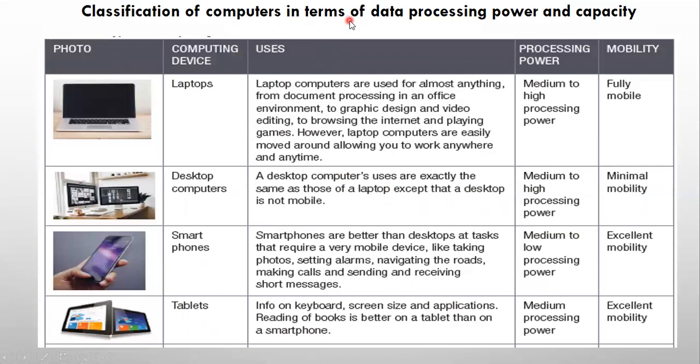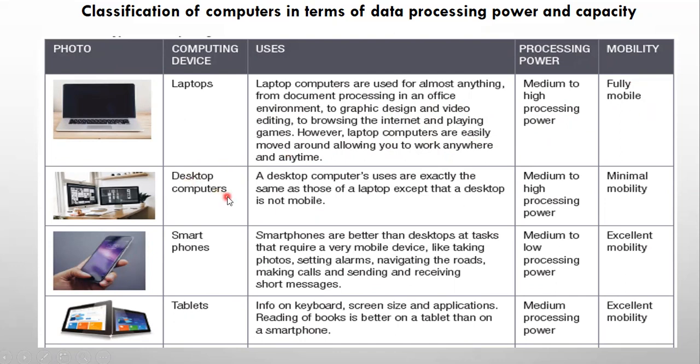Now, when we classify computers in terms of data processing and capacity, let's look at laptops. Example of a laptop. Laptop computers are used for almost anything from document processing in an office environment to graphic design and video editing. You can use it for browsing the internet, playing games. However, laptop computers are easily moved around, allowing you to work anywhere, anytime. This tells you all the features of laptop computers, what you can use it for, and the fact that it is mobile. You can carry it around with you. It has medium to high processing power, and it is fully mobile.